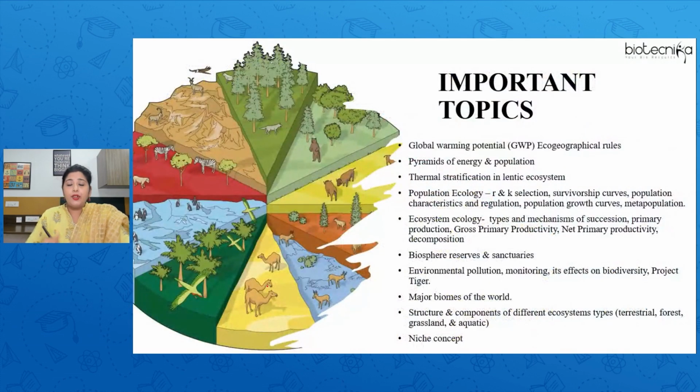So these are the important topics on your screen that you need to prepare. The topic global warming potential from unit 10. Then you need to be familiar with the pyramids of energy. About population ecology, you need to study ecosystem ecology, biosphere reserves and sanctuaries. This is something that you have to memorize, the examples you have to memorize. Environmental pollution, again, is a very general topic, but very important. Then major biomes of the world, niche concept, structure and components of different ecosystem types you need to study.